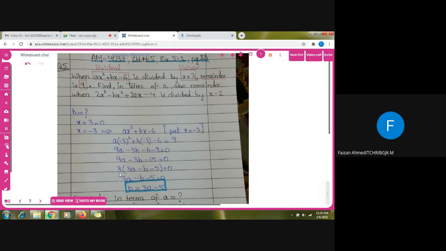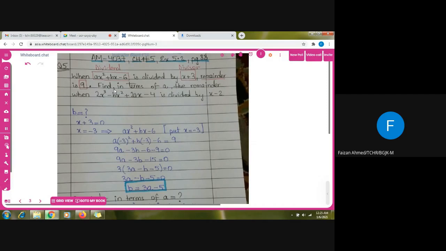I will shift this 3 to the other side. It will be divided by 0 and the whole will be 0. So this is basically my last equation, and I will just find the value of b by shifting these two to the other side. So b will be equal to 3a minus 5, and this is the value which I will be using in the second part to find the remainder in terms of a. So I have found the value of b in terms of a, that is 3a minus 5.